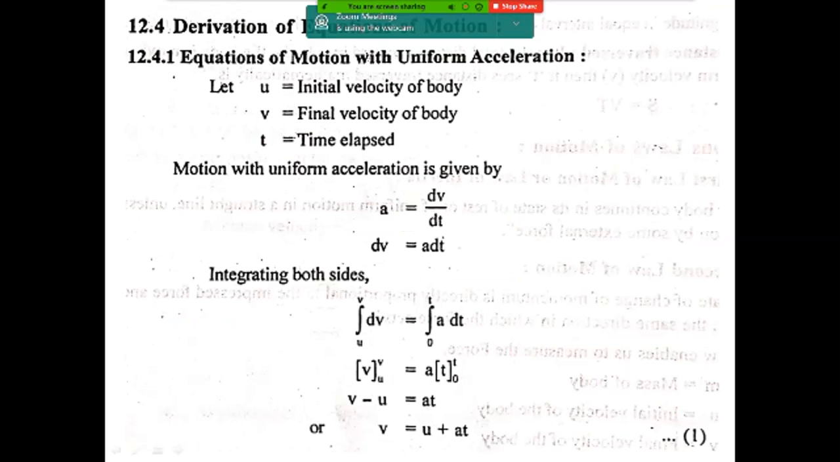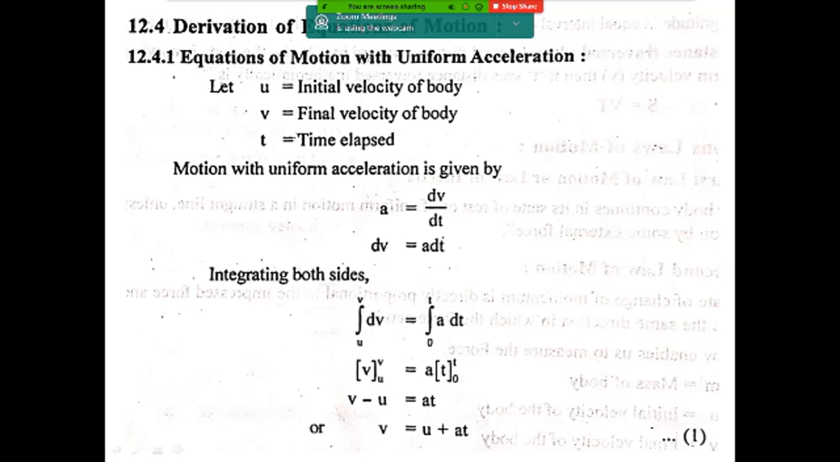Next, we will move further. Now we will see some derivations regarding this motion. Derivations of motion. First, the equations of motion with uniform acceleration. This is a repetition of your +2, that is 12th class, PU class. Once again, I am repeating this.